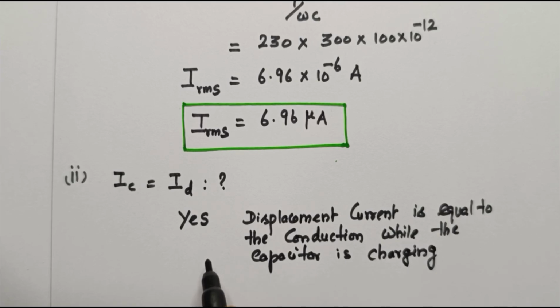The next question is we have to find the amplitude of the magnetic field at 3.0 centimeter. Now let us see how to calculate that.